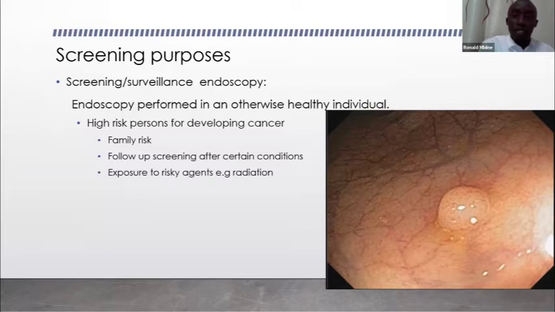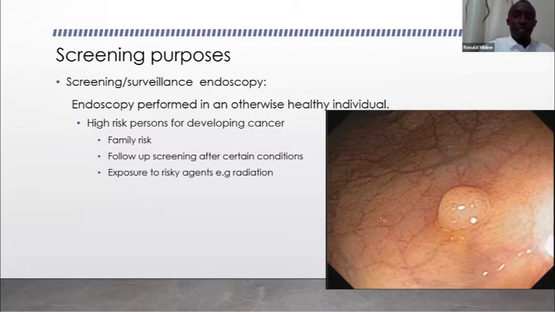So here locally in Uganda, we recommend screening endoscopies for people who we refer to as being high risk for developing some of these cancers. For example, if you have a first-degree relative, if your brother, sister, or parent has had, let's say, cancer of the colon or cancer of the stomach, there is a certain degree of risk because you share the same genetic component. There's a certain degree of risk of you developing the same cancer. So in people like those, we recommend a screening endoscopy.